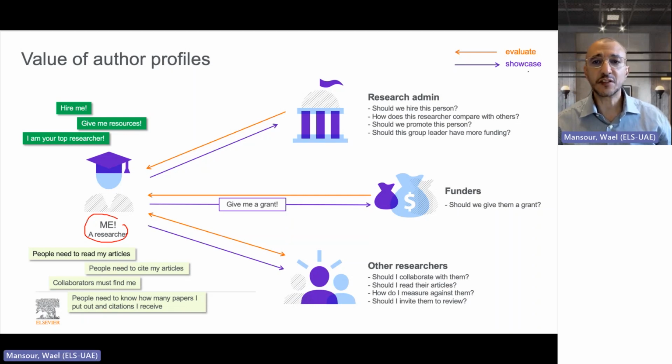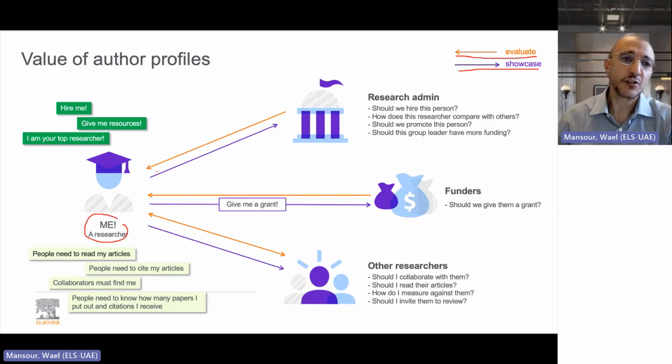And then you can see here there are two colors for the relation. There's the orange one and the purple or the blue one. So you can see different relations. The orange one is the evaluation, which is happening from your university to you. And the purple or the blue one is showcasing. So this is what you want to show as a researcher. You can see there are two directions between your institution and you as a researcher. So of course, you want to showcase your research, how good you are, your metrics, and so on. So that is important.